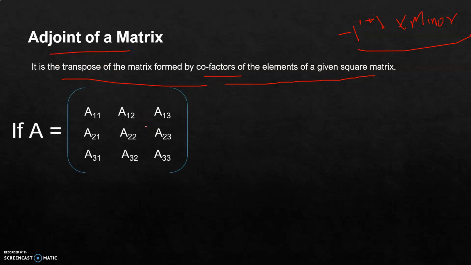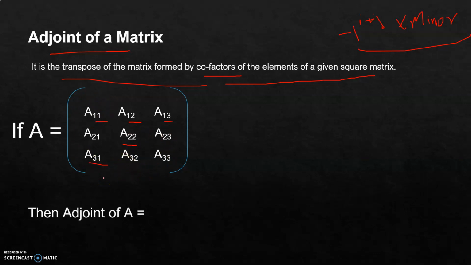Let us check. If A is a given matrix, here 11, 12, 13, all these denote the position. A11 means the element which lies in the first row and the first column. A22 means the element which lies in the second row and the second column. Here it is the element which lies in the third row and the first column. So this is the matrix.